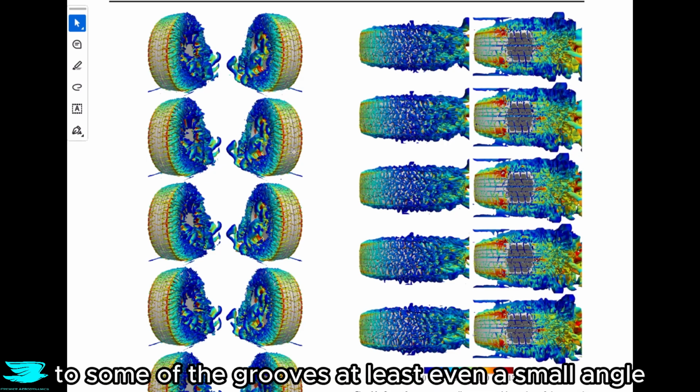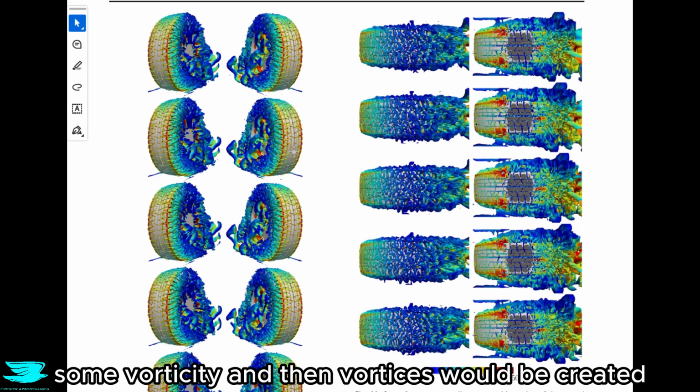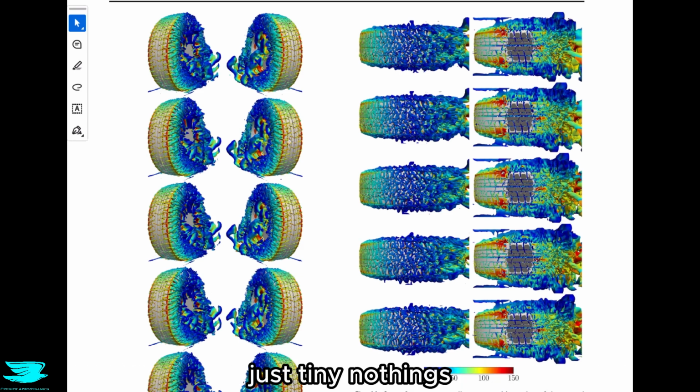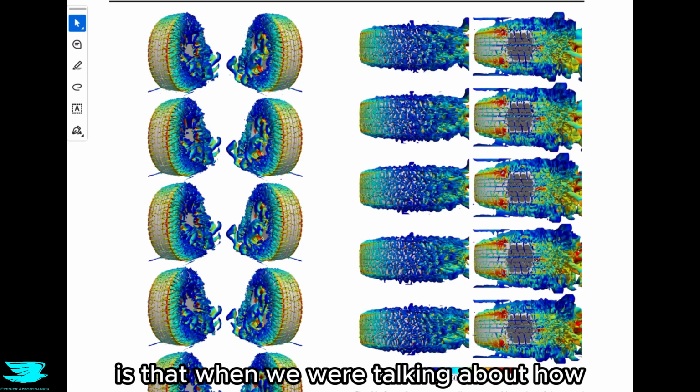And one thing that I'm surprised at is that there are no vortices on the front face. I thought maybe that because the incoming flow would be at an angle to some of the grooves at least, even a small angle, some vorticity and then vortices would be created, but pretty much nothing is created here, just tiny nothings.